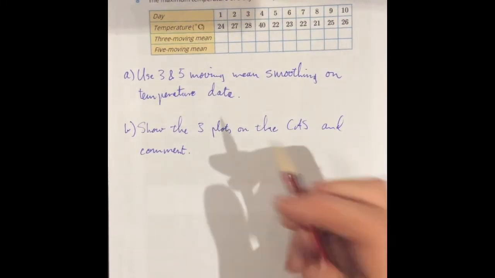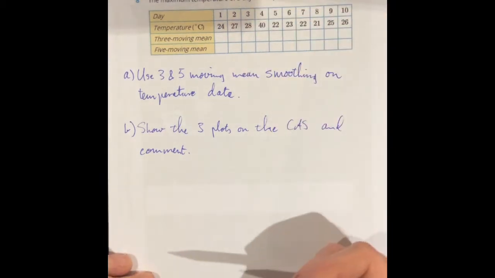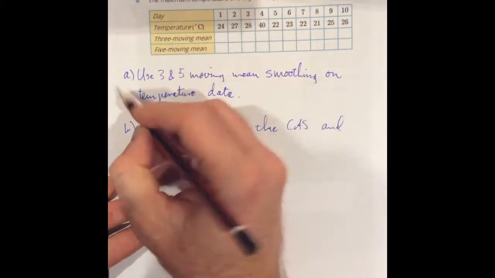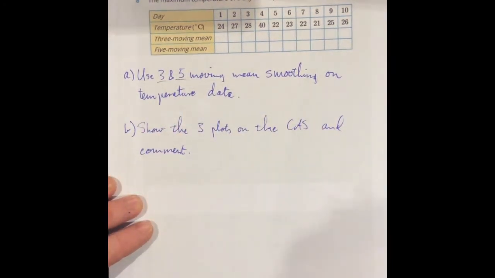Okay, good evening guys. Welcome to this little episode on 3 moving mean and 5 moving mean smoothing. So here we've got temperatures from a question on days 1 to 10, and the question wants us to use 3 and 5 mean smoothing on the temperature data.